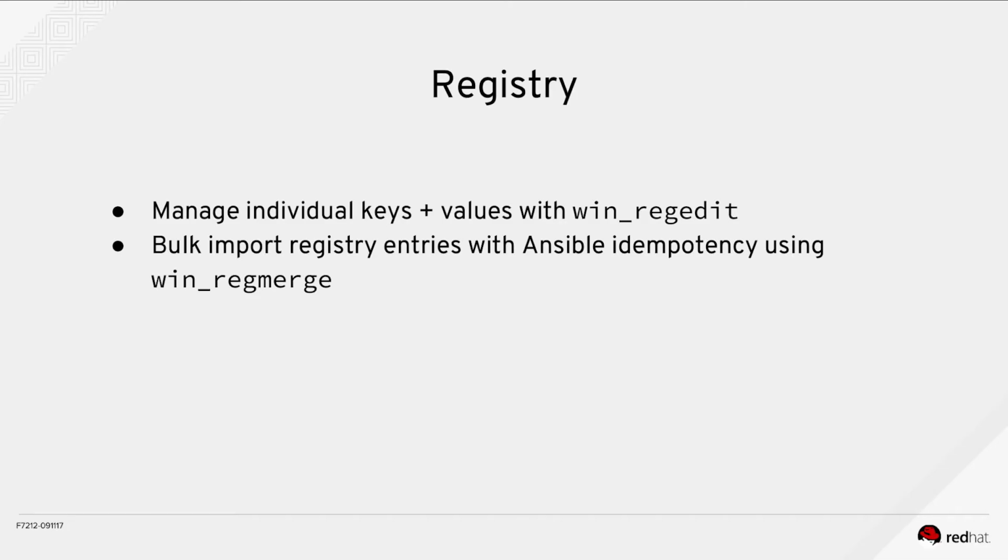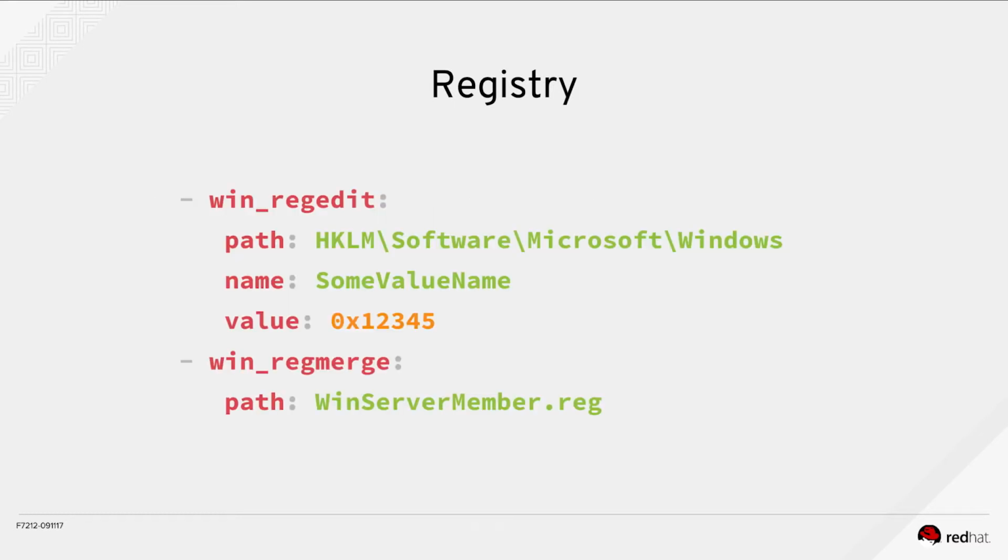Editing registries is now possible, so I can actually change values of specific keys, and I can bulk import, and that looks kind of like this. I can use WinRegEdit and say, here's the particular key I need to change and what value I need to insert, or I might already have a registry entry that I've built out, and I just want to import it in bulk. I can do that with WinRegMerge.